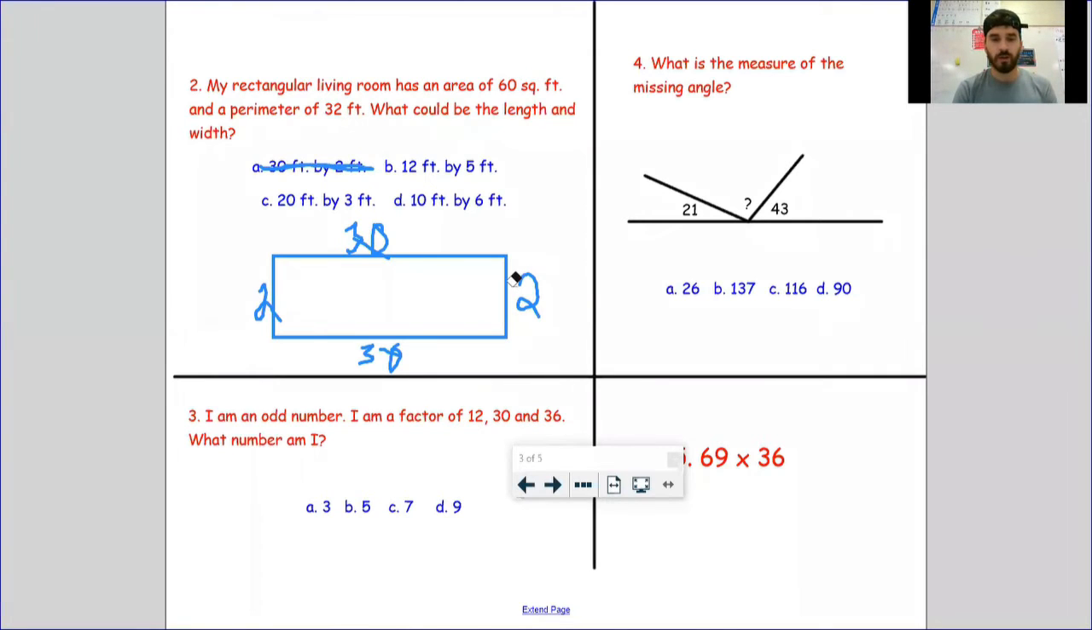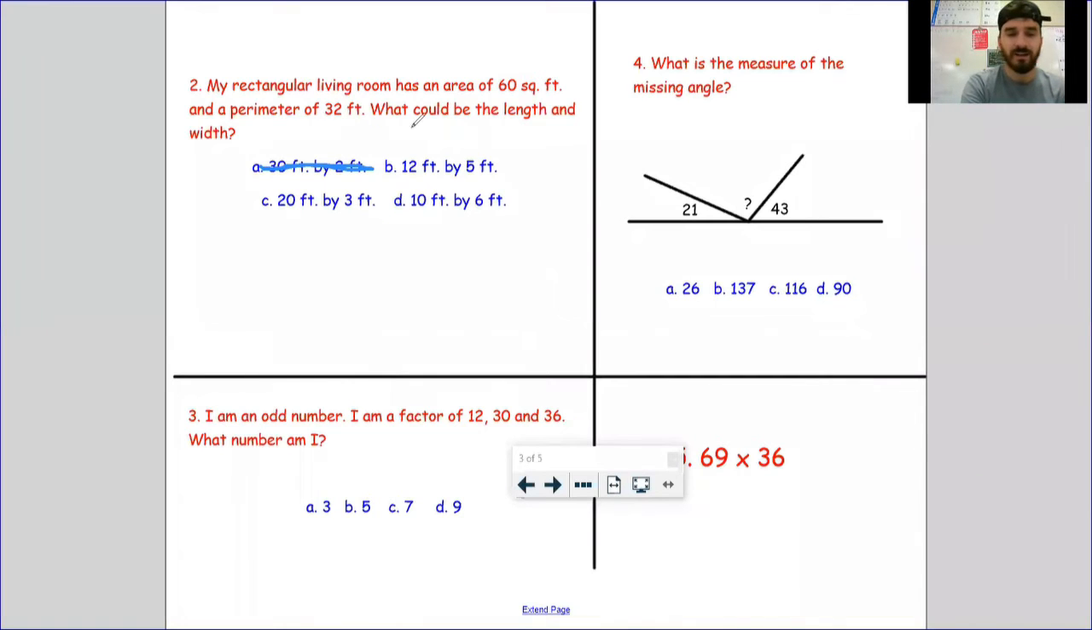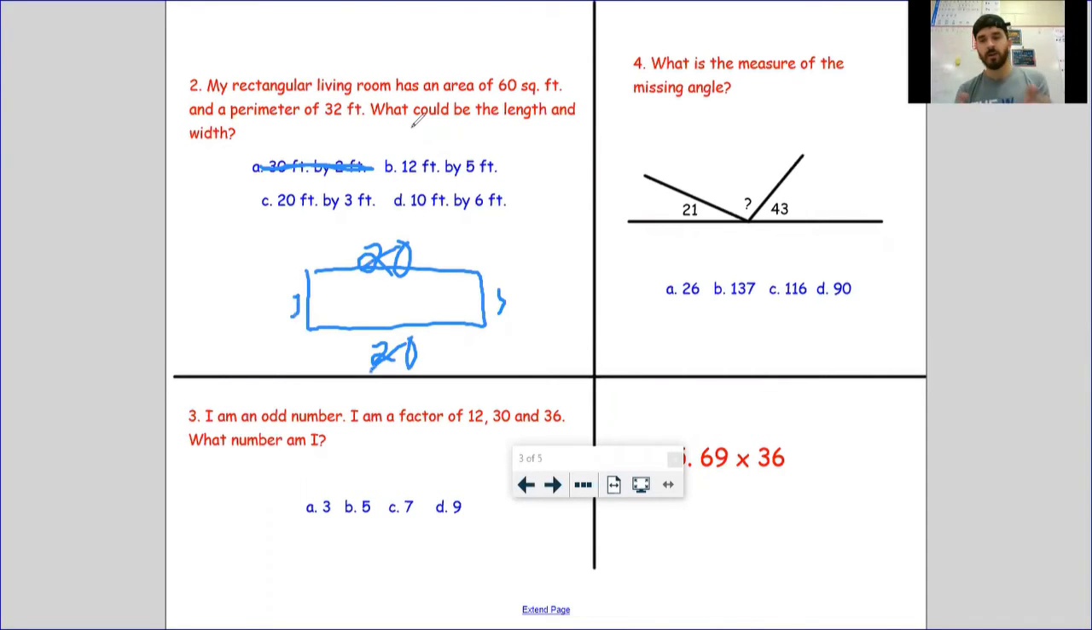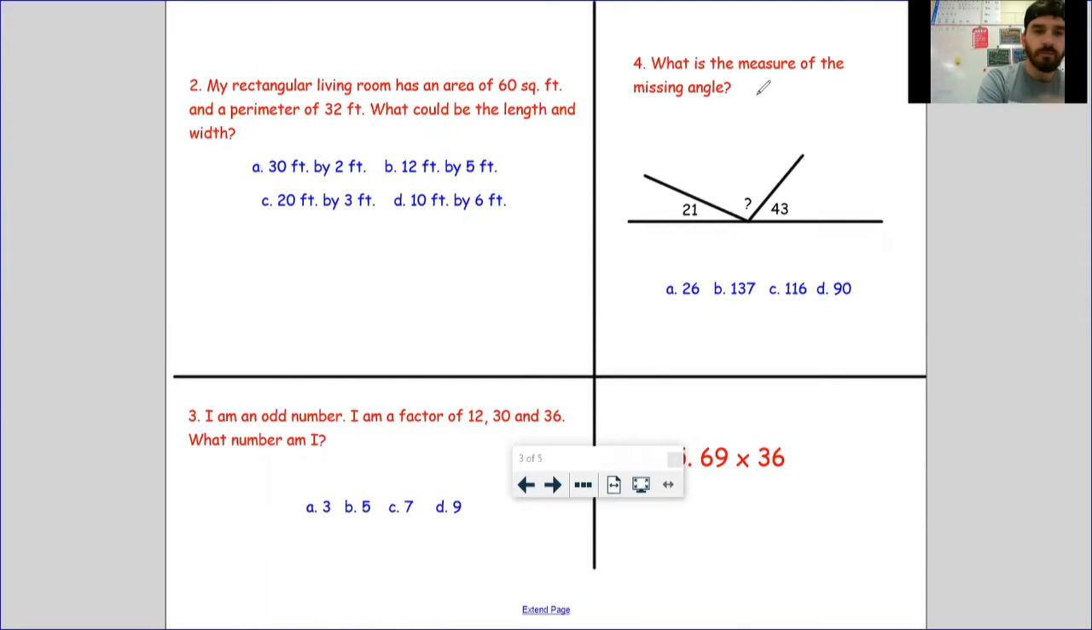All right, and then we would look at C, and we may think the same thing there because, again, the perimeter is 32. And if I'm going 20 by 3, opposite sides are equal. 20 plus 20, that already goes over the perimeter as well, and I didn't even add 2 of the sides. So A and C I'm able to get rid of pretty quickly. Then I'd have to check B and D.